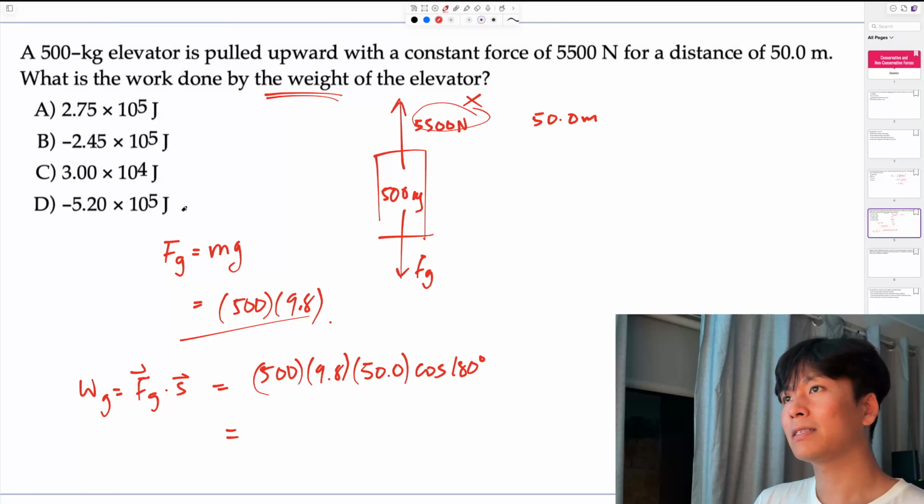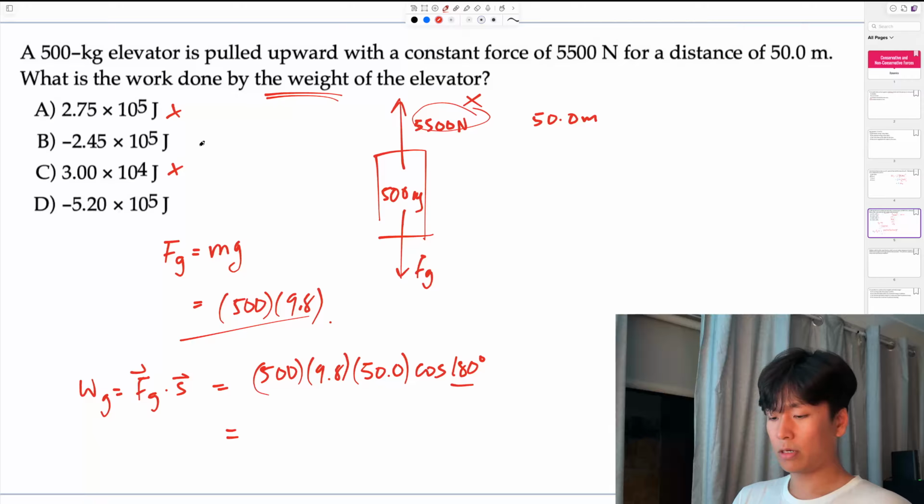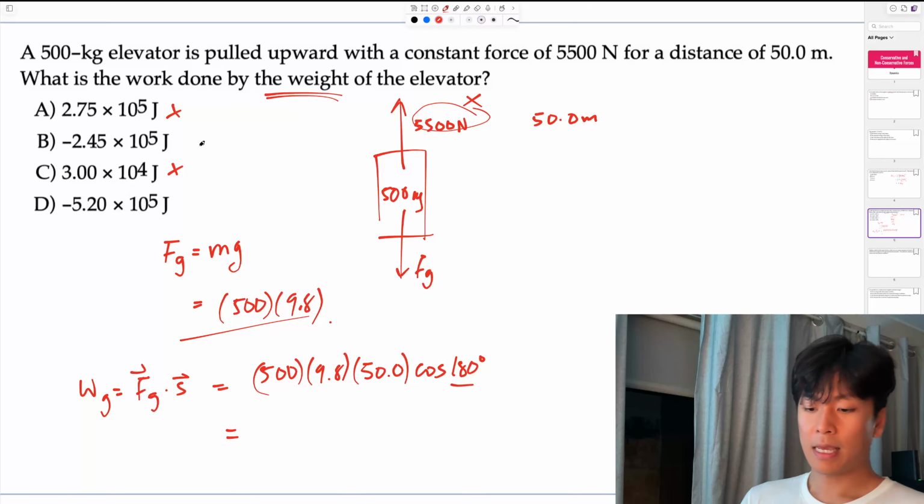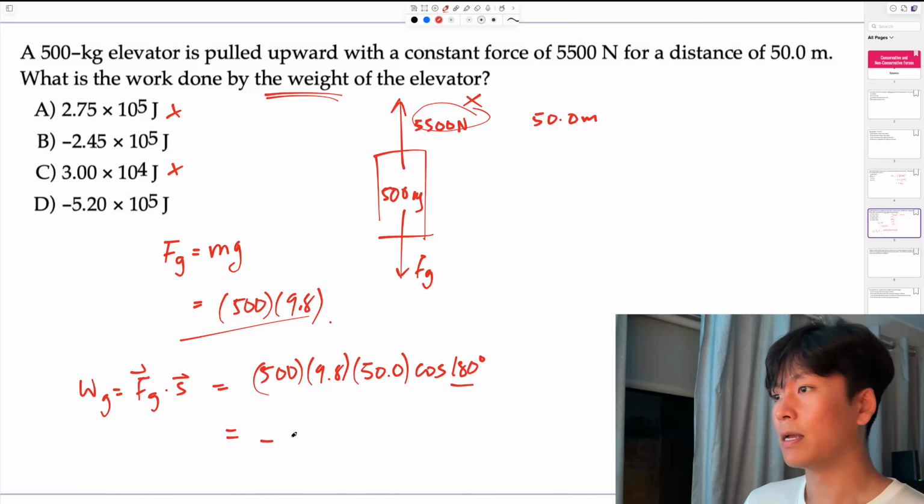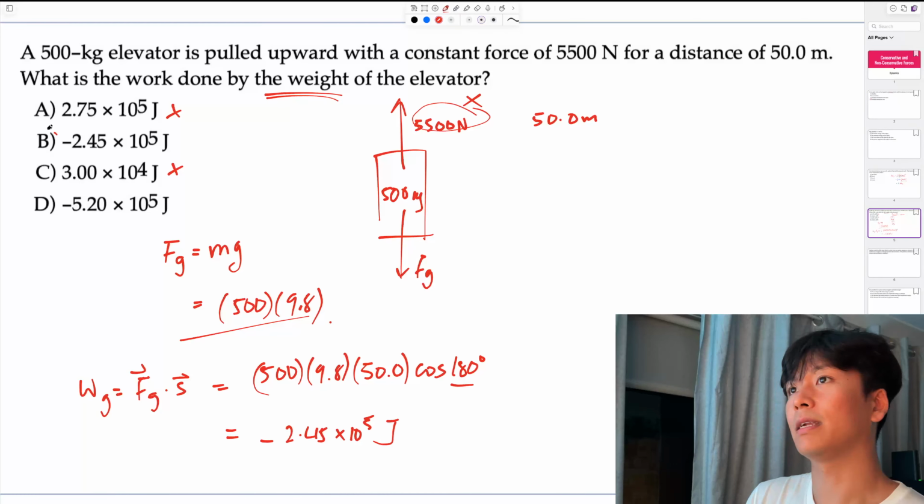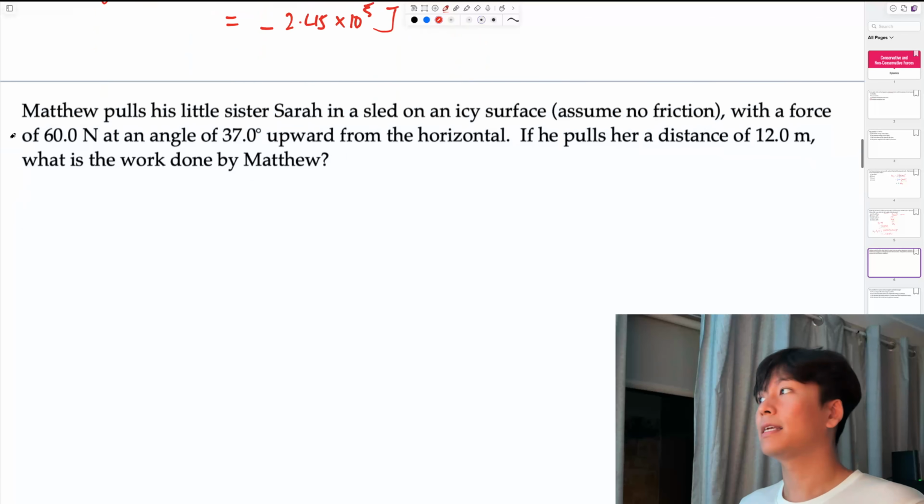And so by virtue of the fact that I have a cos of 180, I can pretty much eliminate A and C straight away. Now you could say it's 50-50, but might as well just do the calculations. So 500 times 9.8 times 50 times cos of 180 gives me minus 245,000, or minus 2.45 times 10 to the 5 joules. Answer is B.